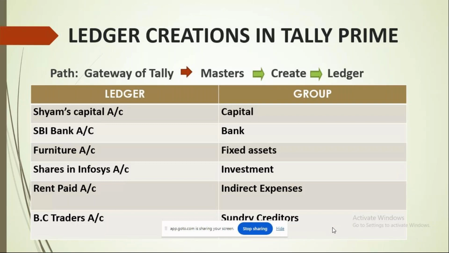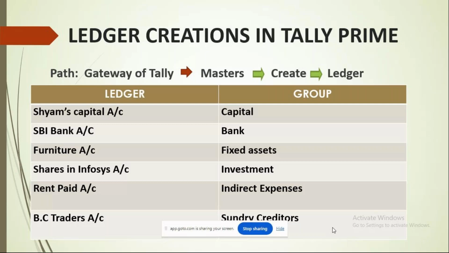Third, if I have to create any plant and machinery, land and building, furniture, I'll create it under the group of Fixed Assets. If I have to create a ledger on shares or mutual funds or any kind of short-term or current investments, I'm going to create it under the group of Investments. Suppose we have to create any rent, salary paid, discount allowed, all these I will categorize under the group of Indirect Expenses. Coming to the last one, that is BC Traders. Assuming that BC Traders is a supplier for the company, I will categorize it under the group of Sundry Creditors.